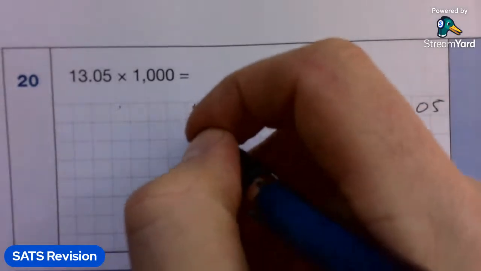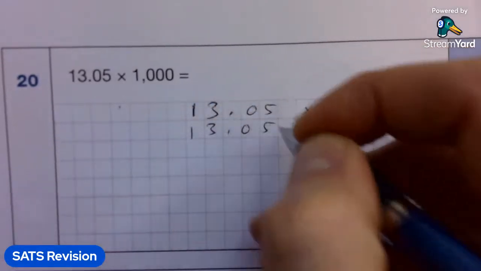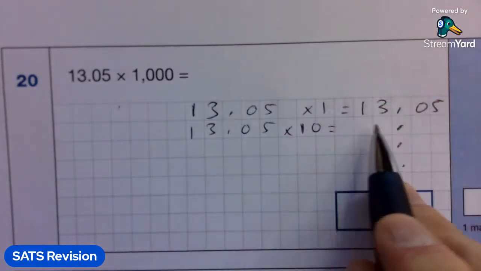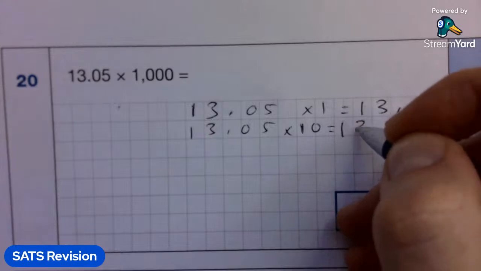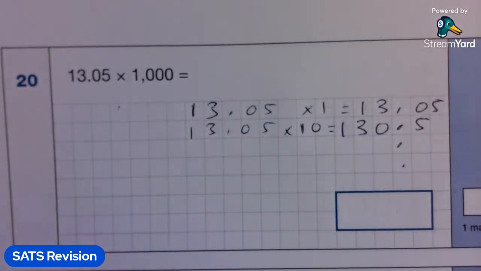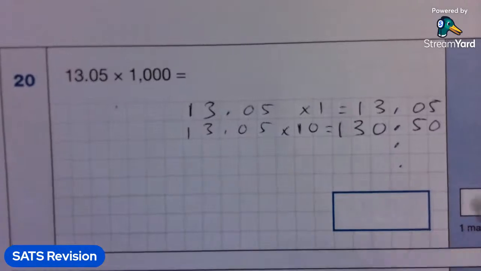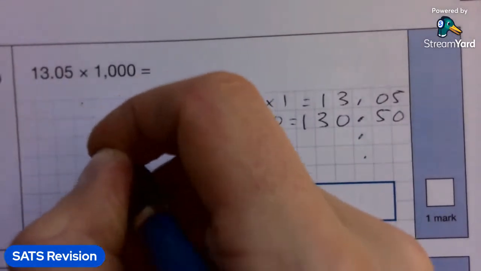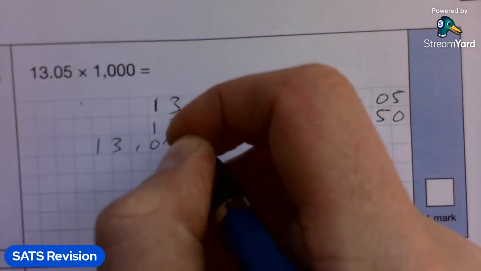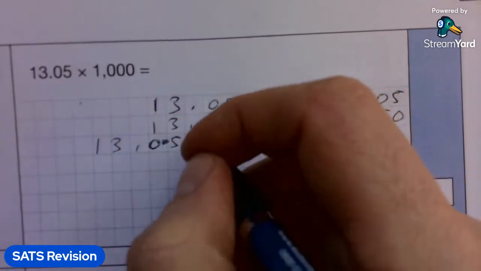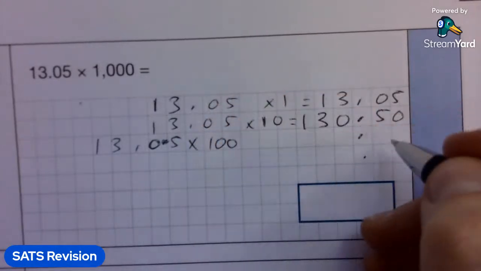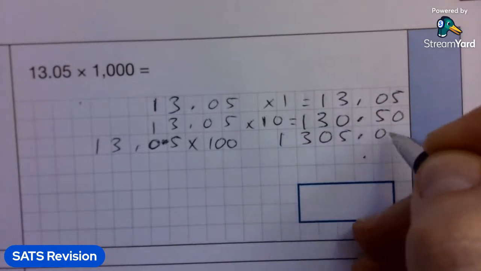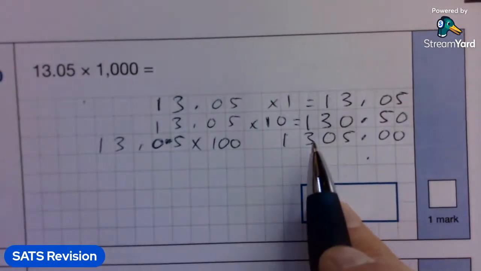Now 13.05 multiplied by 10. I know that if it all moves over one place, it's going to be 130.5. I can add another 0 there if I want to. So it's all moved over again. And now I'm going to have to put this number a bit more over here, just to make sure I've got space. 13.05 multiplied by 100. And that's going to move over again. So it'll be 1,305. So you can see the numbers are all moving over.